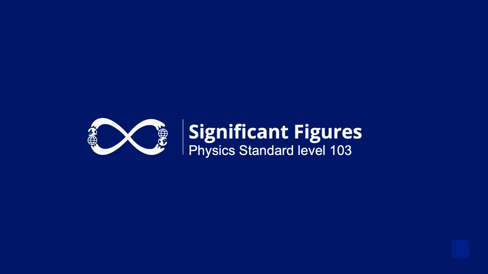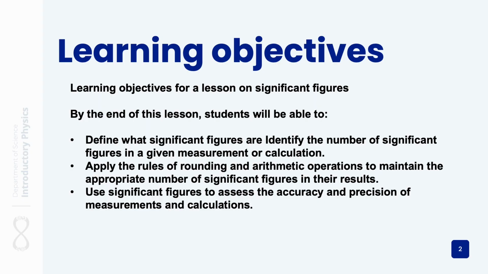So we are now going to talk about significant figures. And at the end of this lesson, you should define what significant figures are and identify the number of significant figures in a given measurement or calculation. You should be able to apply the rules of rounding and arithmetic operations to maintain the appropriate number of significant figures in your results. You should be able to use significant figures to assess the accuracy and precision of measurements and calculations.